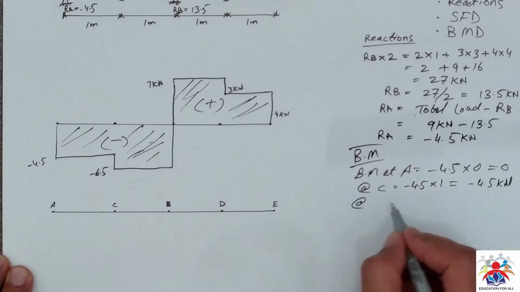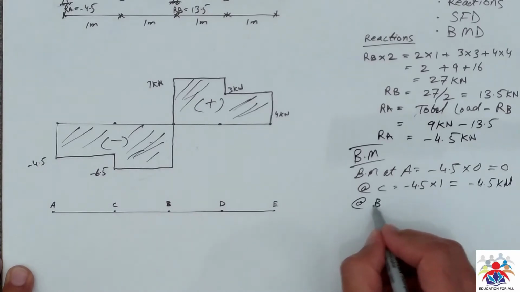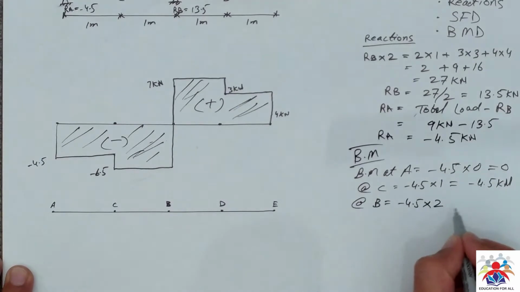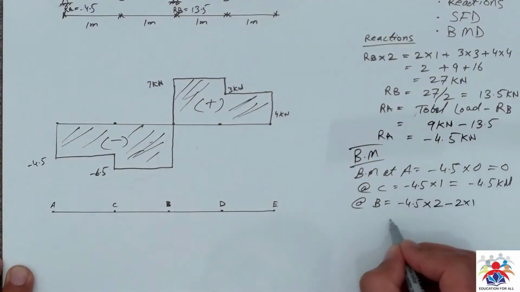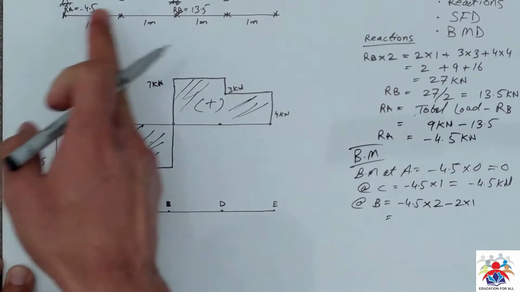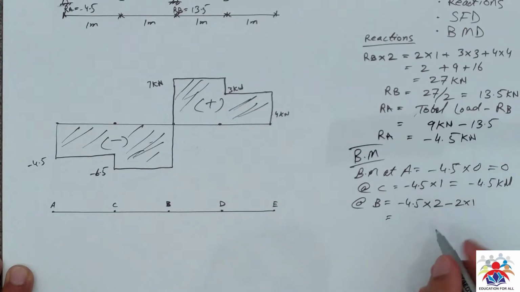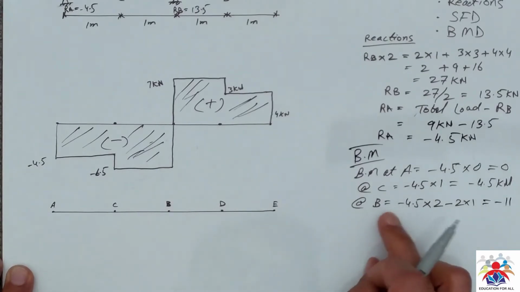Bending moment at point B will be minus 4.5 multiplied by 2, minus 2 multiplied by 1. This is the arm length, so the total is equal to minus 11.